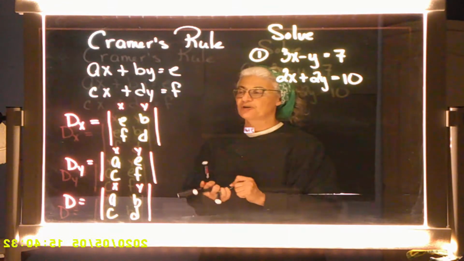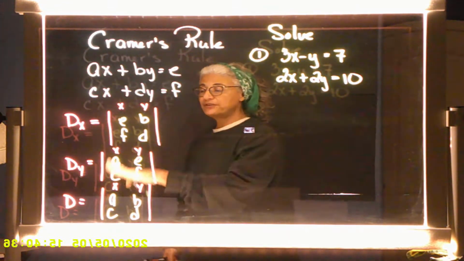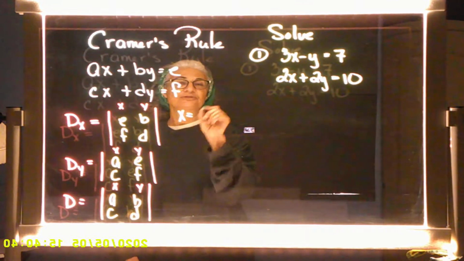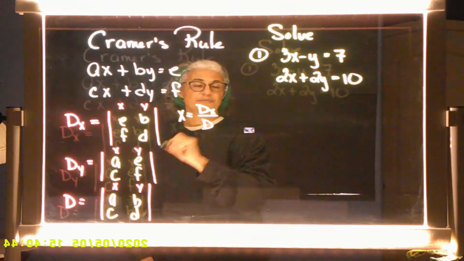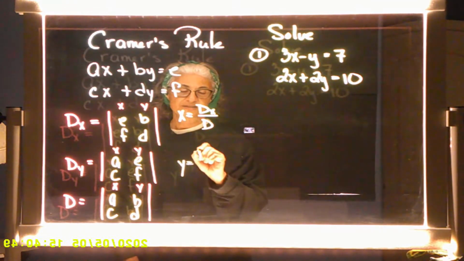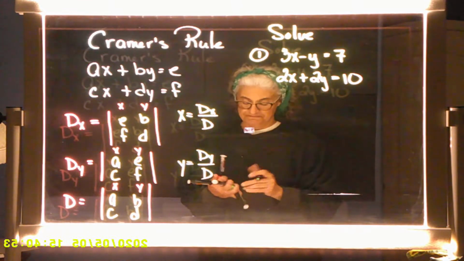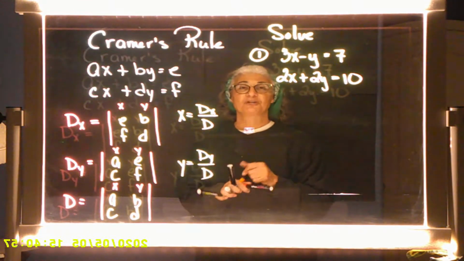Good? All right. Last but not least, Kramer's rule says this. Now that you've found these three determinants, here's how you find x. To literally find the value for x, take the determinant of x and divide it by the main determinant. To find the value for y, take the determinant with respect to y and divide it by the main determinant. Cool? All right. So, here we go.